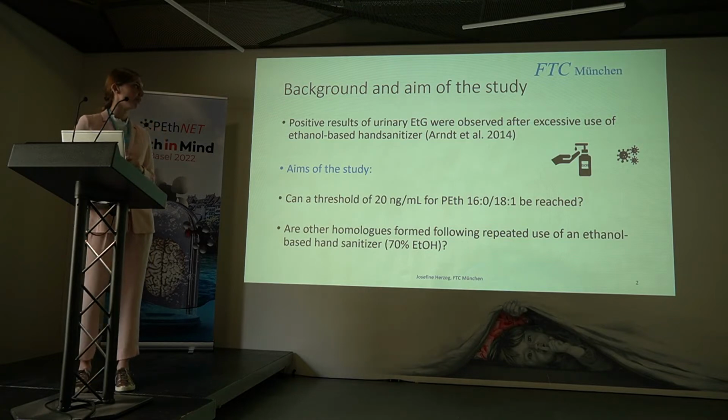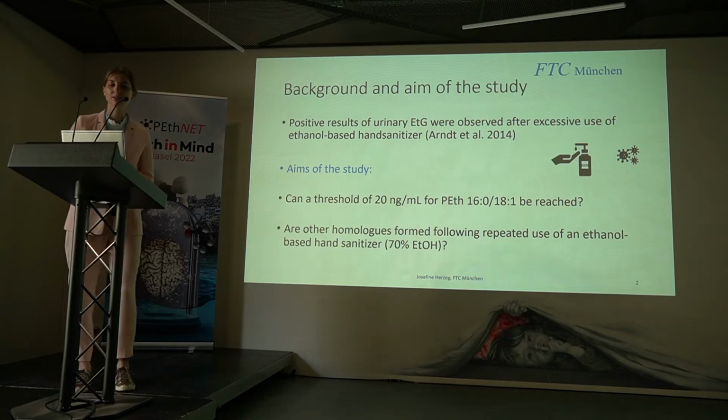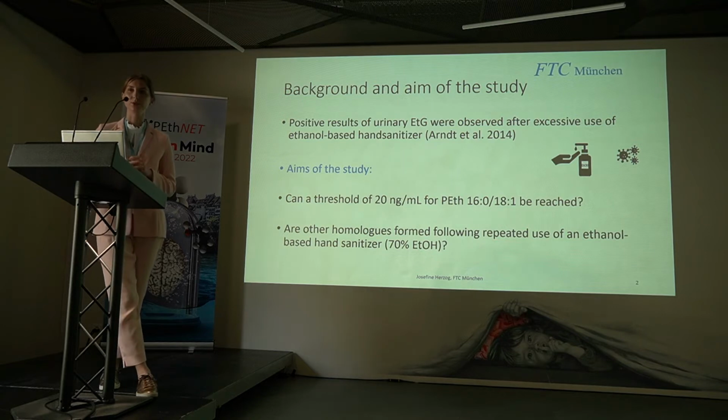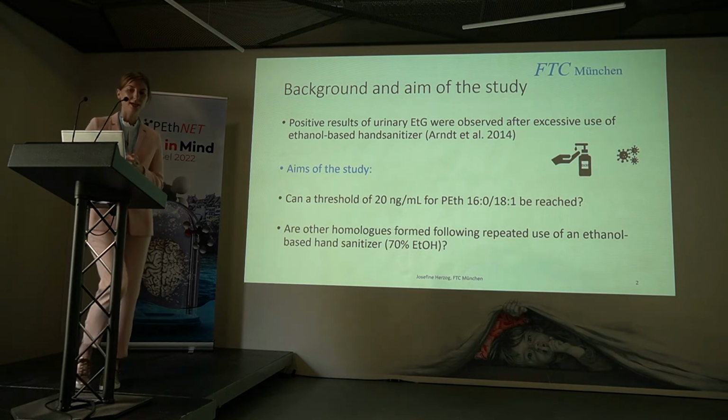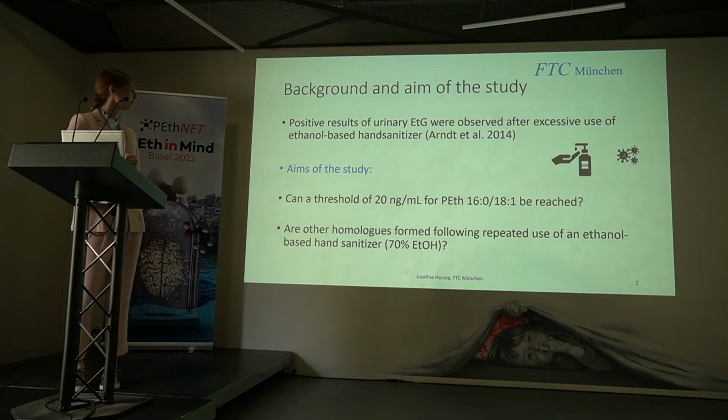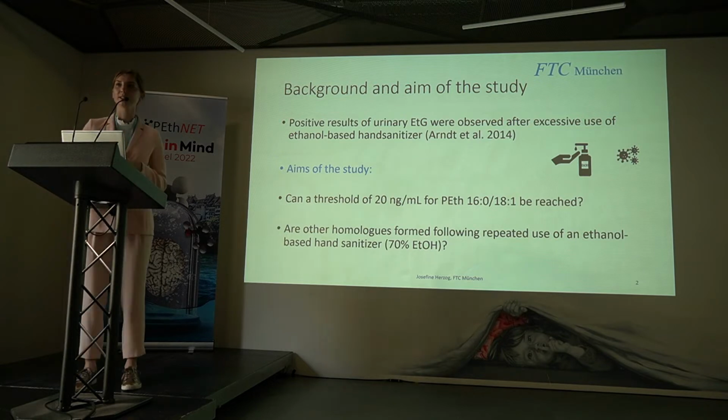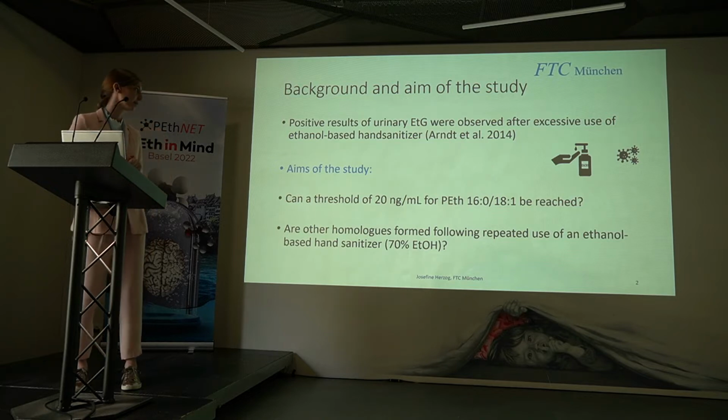Moreover, there's hidden ethanol in coating solvents as well as petrol. And in 2014, Reisfield et al. conducted a study where they found that after the use of excessive ethanol-based hand sanitizer, there were positive results of ETG and EtS. So this study aimed to find out if there's also a formation of PEth after the excessive use of ethanol-based hand sanitizer, because thanks to COVID-19, using an ethanol-based hand sanitizer became everyday business in everybody's lives.